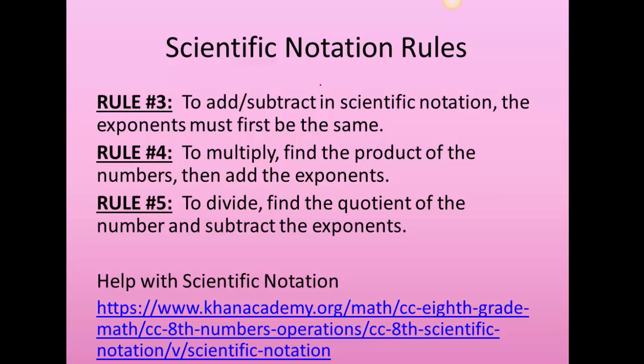Alright, and here we're going to get to some of the adding and subtracting rules that we're going to go over today. So we're going to add and subtract scientific notation. The exponents must be the same first. When you're multiplying, you find the product of the numbers, then add the exponents. When we divide, we're going to divide the numbers first, and then we're going to subtract the exponents. And then if you want extra practice, type this into your browser.